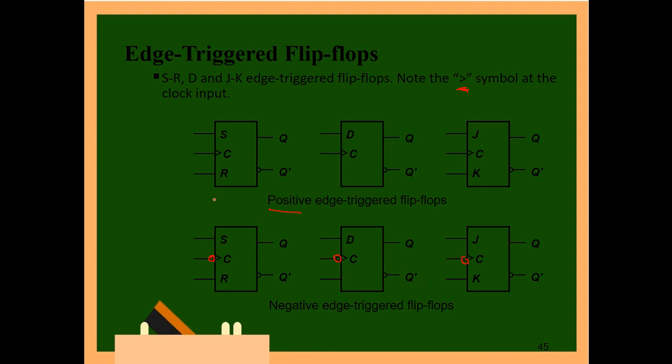For positive edge and negative edge, the operation remains the same. When you take the clock, you have to make falling edge and rising edge changes. Positive edge means rising edge, and negative edge means falling edge. So you have to show this symbol on the clock pulse.